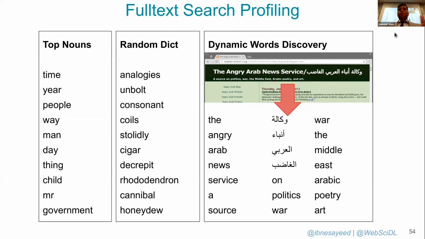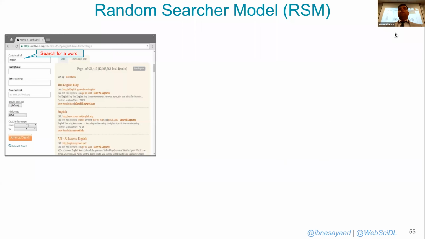So what we want is, when we have access to a list of good query terms like top nouns, random dictionary terms, we can use that. But when we don't have access to those, we need to have a way to dynamically discover words for a collection and sail through the collection that way. And for this reason, we developed something called a random searcher model.